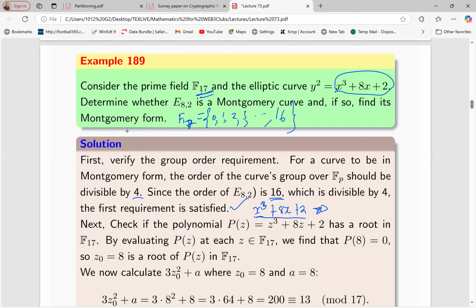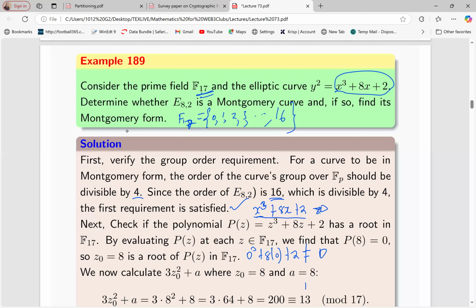We want to see which is a root. That means which value, if substituted for x, would give us 0. So you begin with 0. Let's check 0: 0 cubed plus 8 times 0 plus 2. You can see that this is not equal to 0, and therefore 0 is not a root, because this will be 2. Then you check 1.